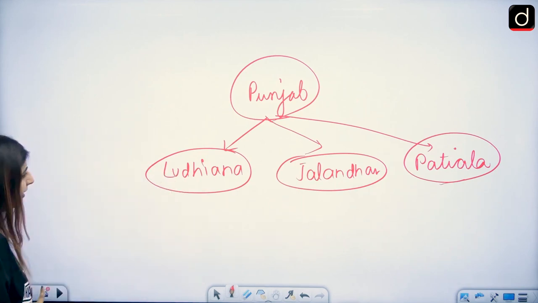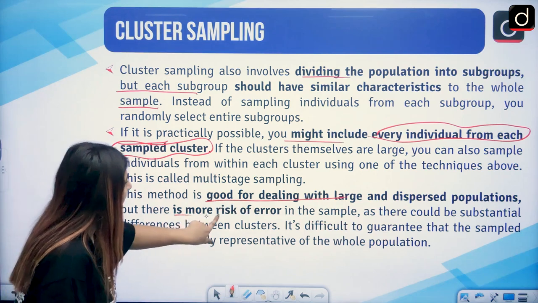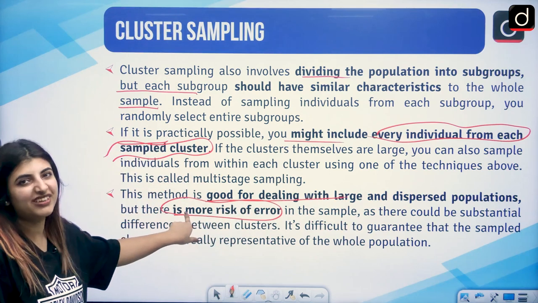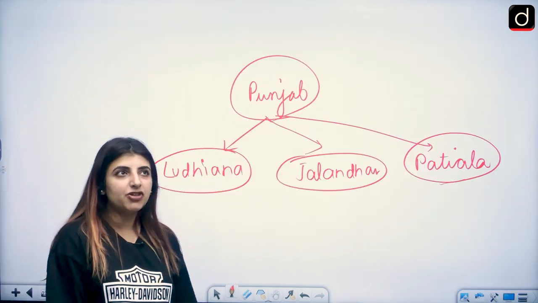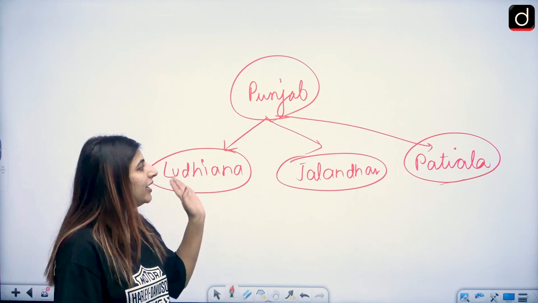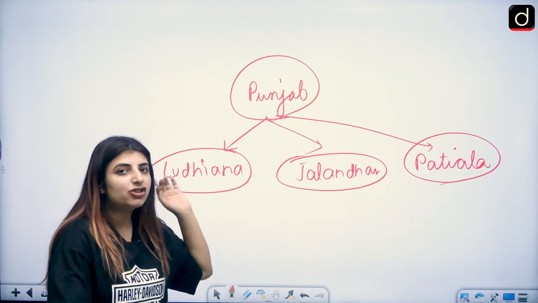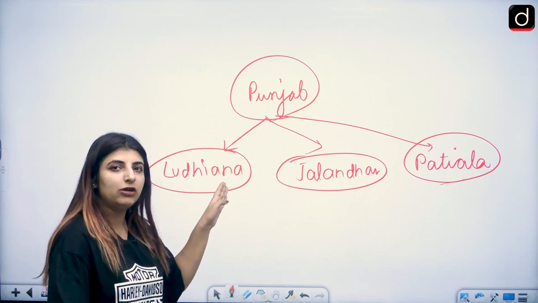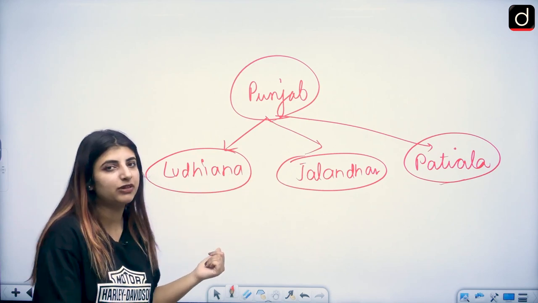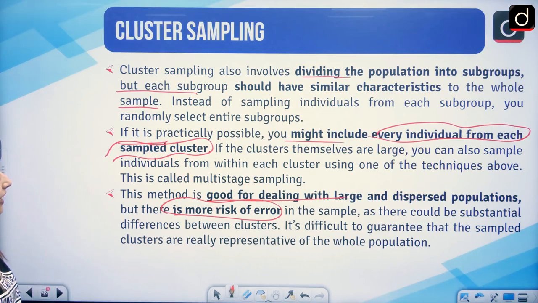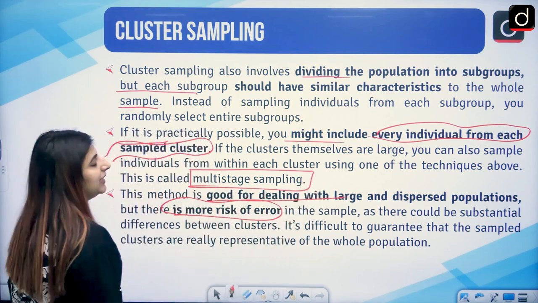Coming back here again to tell you, it is good for dealing with large and dispersed populations, but there is more risk of error in this type of sampling, because most of the time the researcher does not go out on his own to collect the data. He assigns different people with the task of gathering the data. Let's just say, for Ludhiana someone else will go, for Jalandhar, someone else will go, and the same is the case with the person from Patiala, right? Just remember this very thing, that it is also called multi-stage sampling.